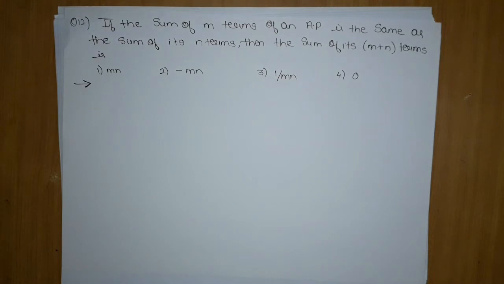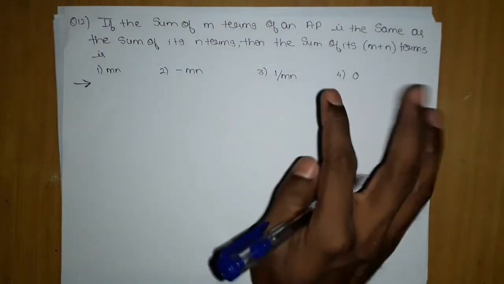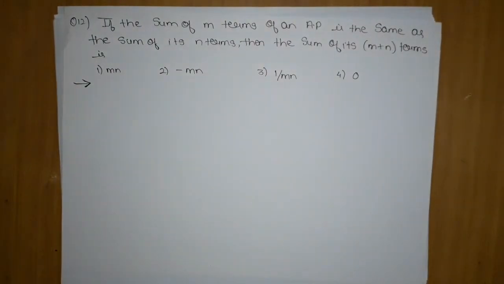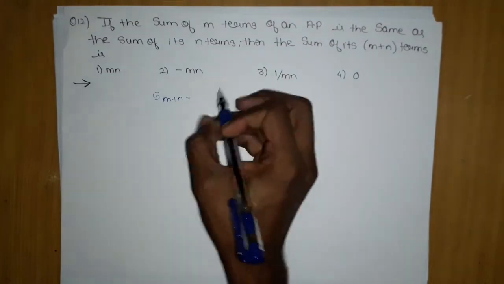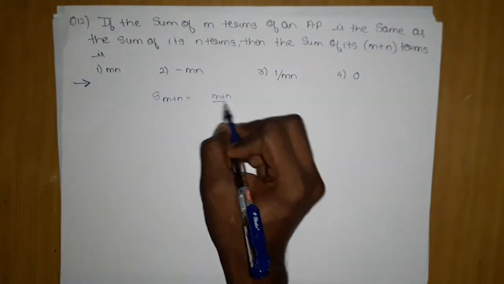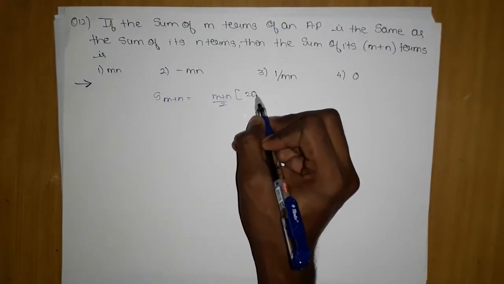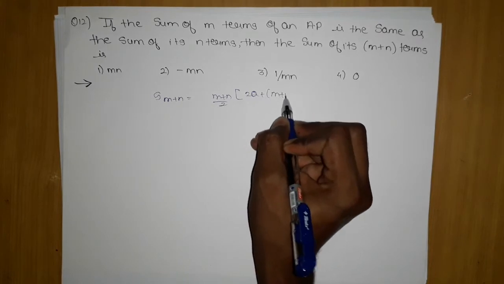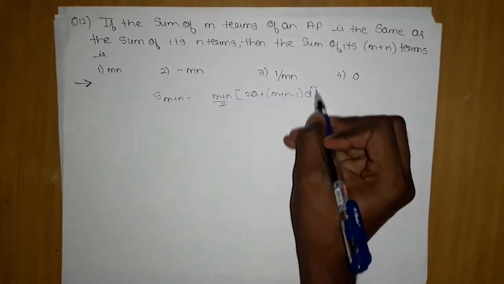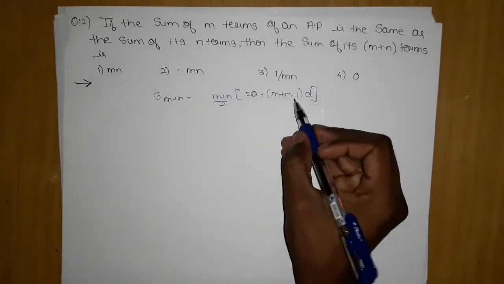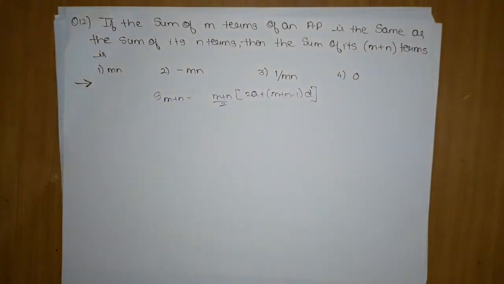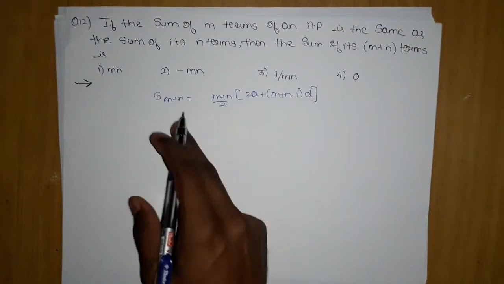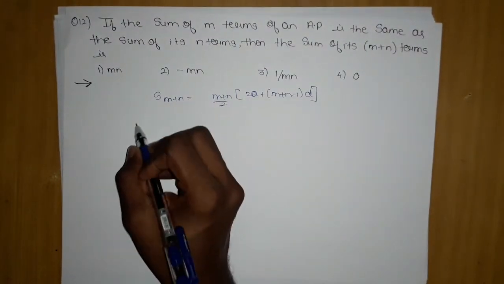We want to find the sum of m plus n. Remember, in such types of questions, try to first write it out. The sum of m plus n will actually be (m plus n) by 2 into bracket 2a plus (m plus n minus 1) into d. So we have to solve this and try to get something similar to this. Then we will get the value of this. So let's solve this.